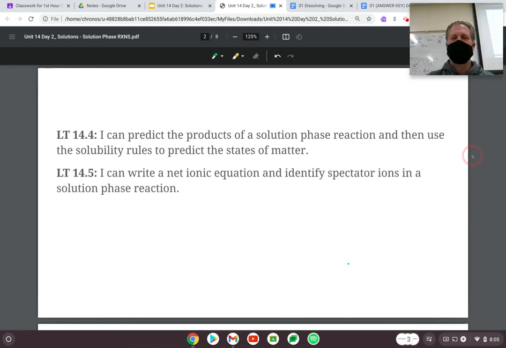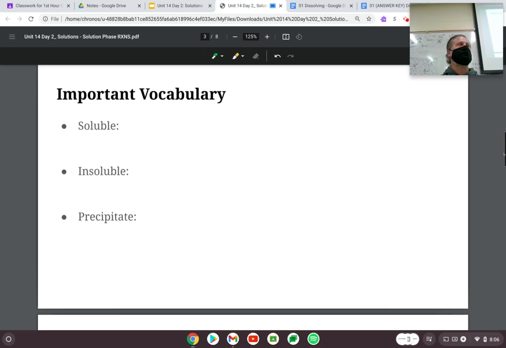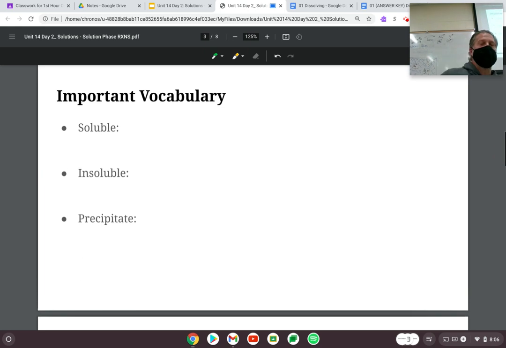So, as I said, we are going to be predicting the products in a solution phase reaction, and then use the solubility rules, which are these new handy dandy rules right here on the back of the periodic table that I just gave you. Then you're going to learn how to write something called the Net Ionic Equation, and then we'll go from there. There is some important vocabulary that you might want to keep track of.